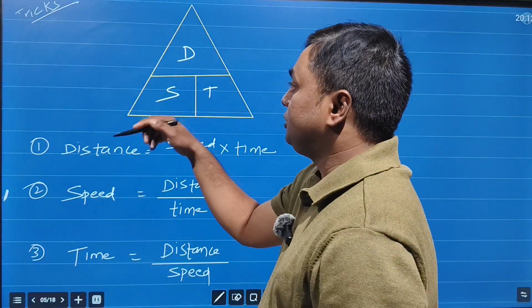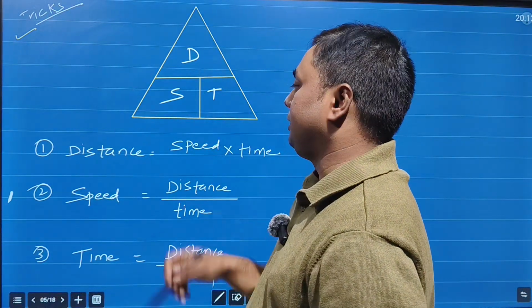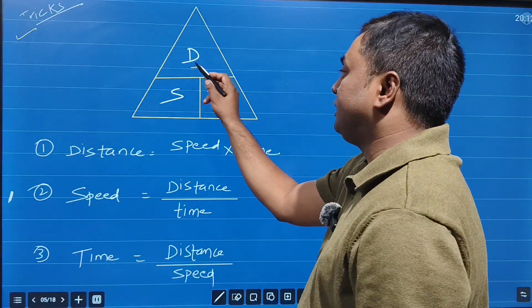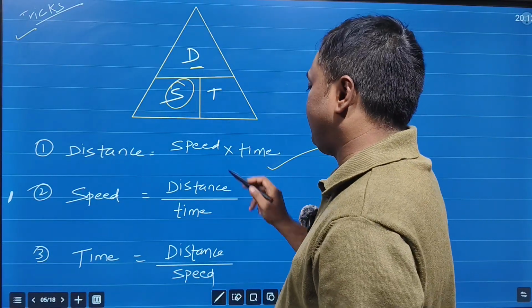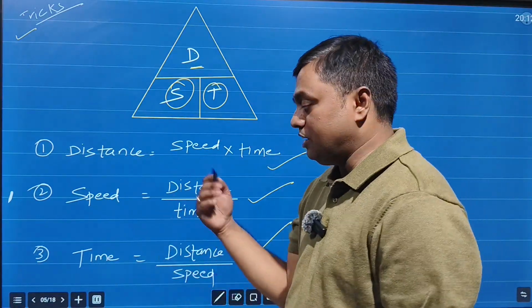Now this trick you should remember. We will discuss distance, speed and time. D for distance, S for speed, T for time. If you want to find the distance, you have to do speed into time. If you want to find the speed, you have to do distance by time. If you want to find the time, you have to do distance by speed. Okay, we will discuss.